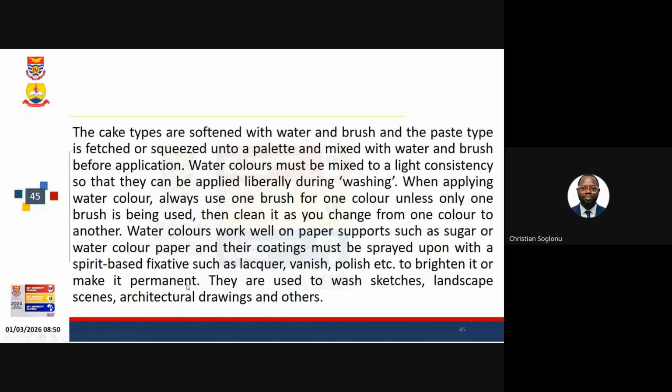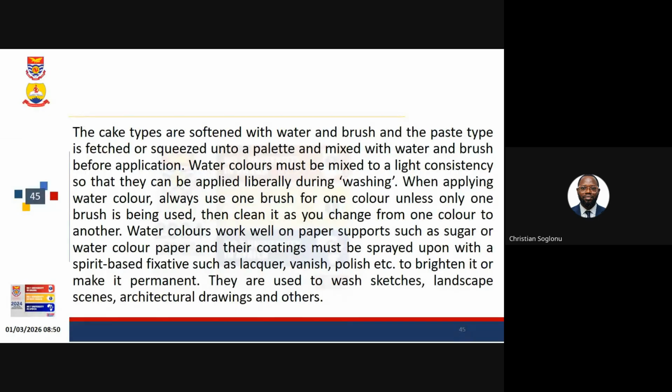The cake type is softened with water and brush, and the paste type is squeezed onto the palette and mixed with water and brush before application. So with the paste type, you have to do your mixing. You press a bit on your palette, then you can come in and add water to it.